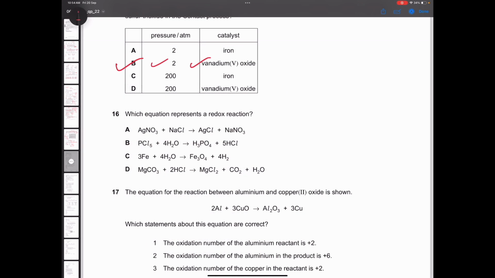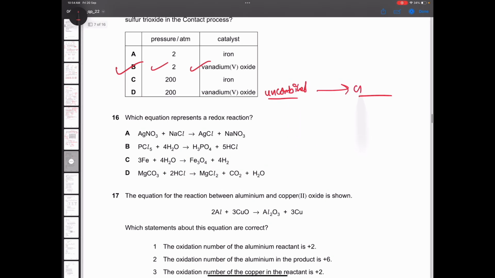Now let's start with question 16. They're asking you to identify a redox reaction. So for these types of questions, I have a very simple point for all of you. It will save you a lot of time. You should check the equation in which the reactant is in uncombined form, then in the products, it is getting in a combined form or it is forming a compound. Or in the reactants, it is in combined form, but on the product side, it is getting in the uncombined form.